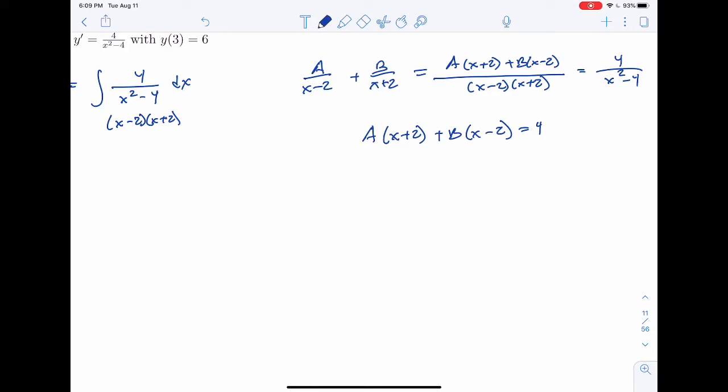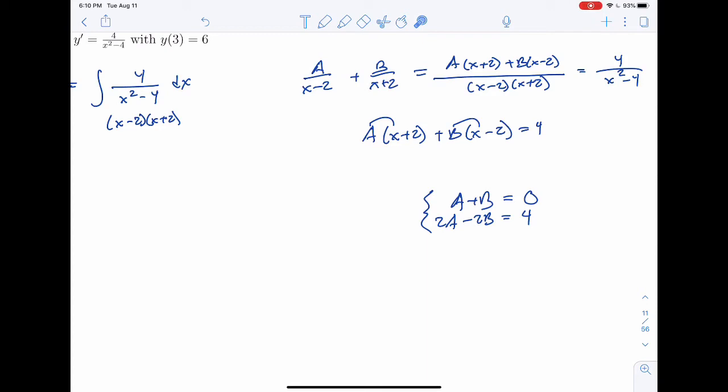Now, I don't know what methods you've learned in the past. Typically, a great way to do these is to compare the variables on both sides. So I have ax plus bx, which makes (a plus b)x on one side and 0x on the other. And then I have 2a minus 2b equals 4 on the right-hand side. So you get a system when you compare the x terms, and then the number terms, and 4 over there.